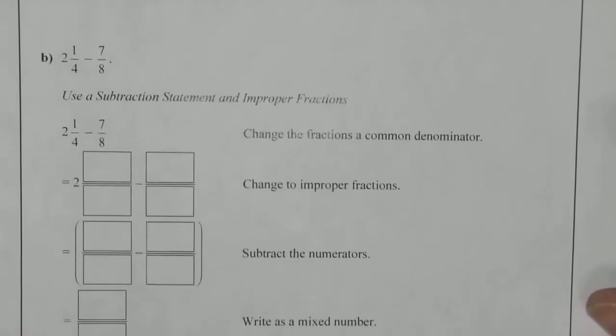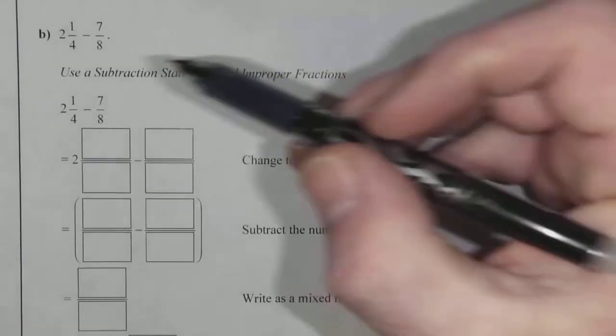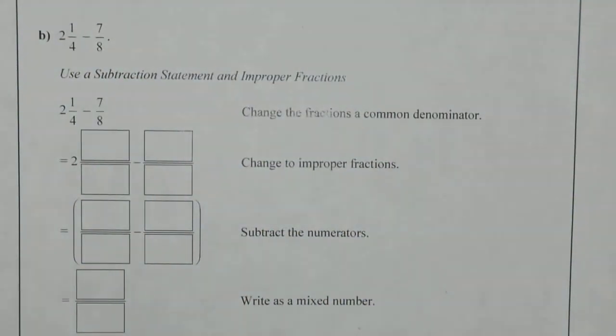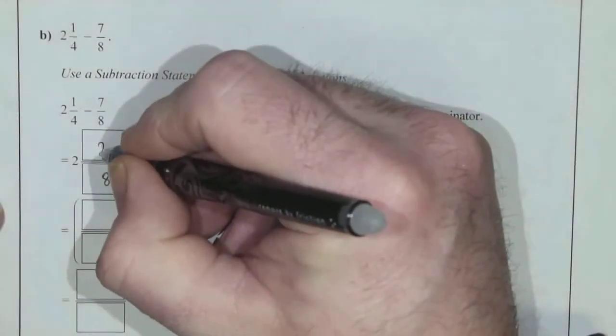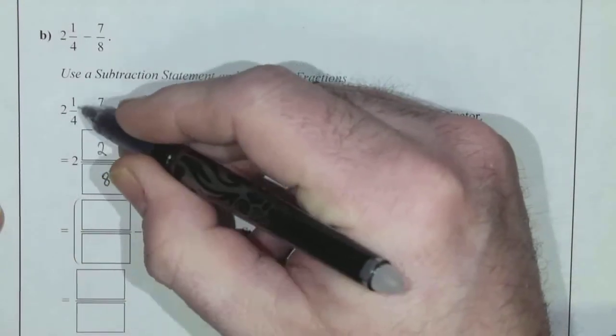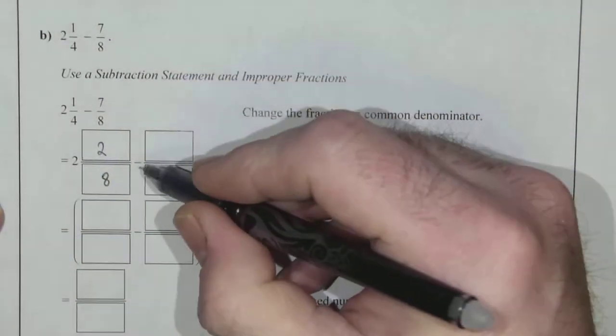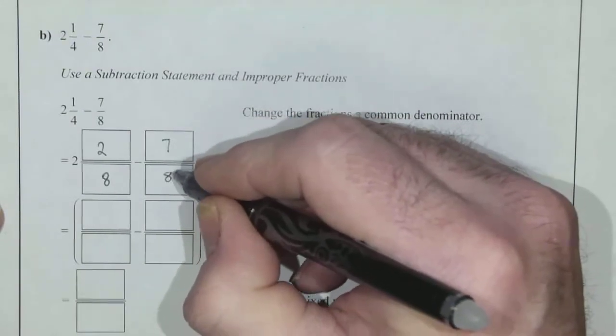Okay, part B, we're going to use the subtraction statement and improper fractions to solve 2 and 1/4 minus 7/8. So we need to deal with a common denominator, and probably you recognize that 4 and 8 are our denominators. Our common denominator is just going to be 8. So to get to 8, we multiply 4 by 2. And so if we do that on the bottom, we have to do that on the top. So 1 times 2 becomes 2. So 2 and 2/8 is equivalent to 2 and 1/4. And then we are subtracting 7/8.